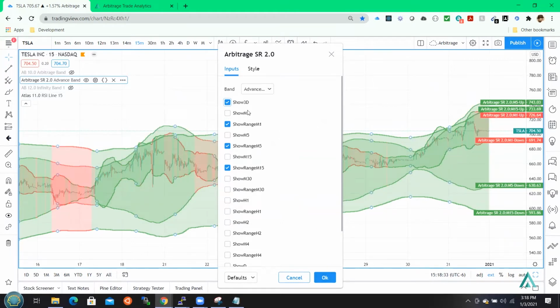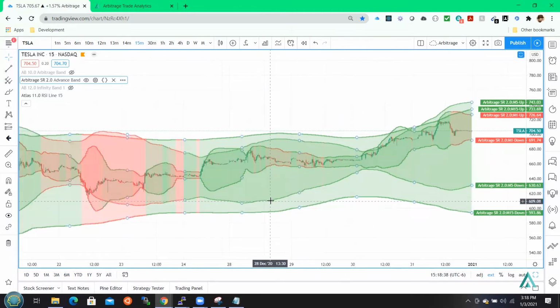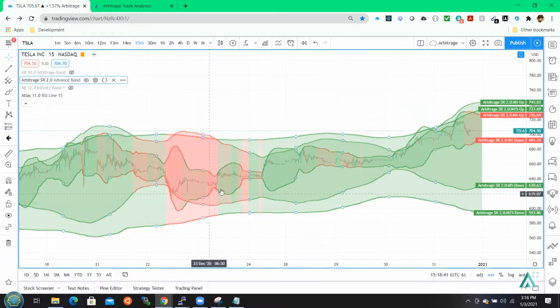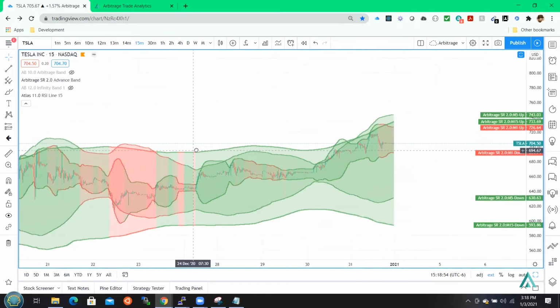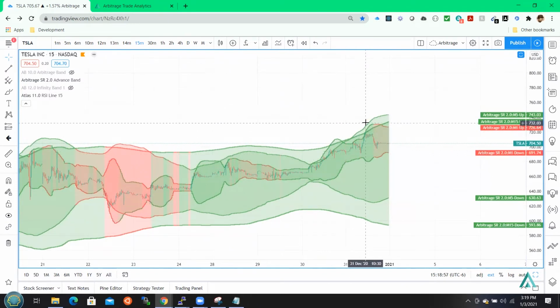If you hit the show 3D option, that means show 3 deviations, which means this band that you see here, the smallest cloud, is what's going on the 1 minute time frame. The candles typically have to stay within this smaller cloud, which has to stay within this larger cloud, and this larger cloud has to stay within this biggest cloud, and that biggest cloud makes up the 15-minute chart. On the 15-minute chart, Tesla basically ran into a wall around 10:15 on December 31st, and because of that wall, it had to fall and pull back down to make more room.